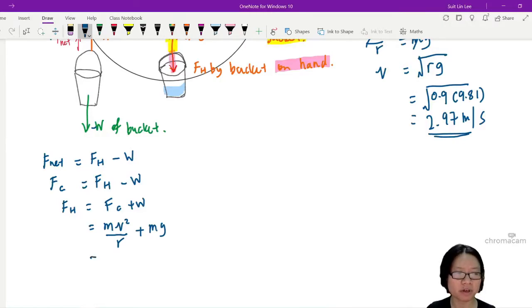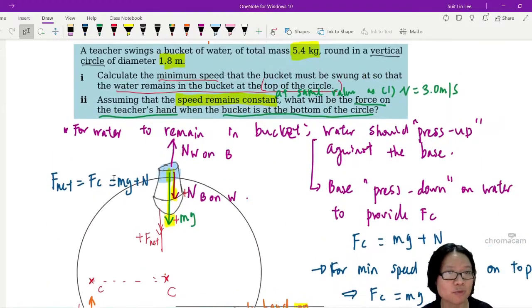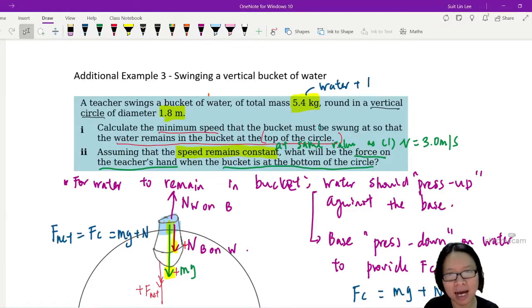Okay, so here we have a conundrum. Previously, we don't need m because m cancels out. But now we need m because the force on the hand is not 0. So we're going to backtrack a bit and see if we have the mass of the bucket. This is the total mass of water plus bucket.